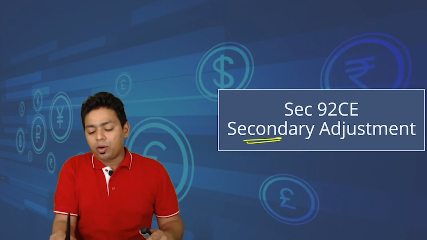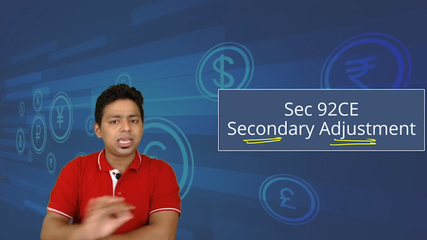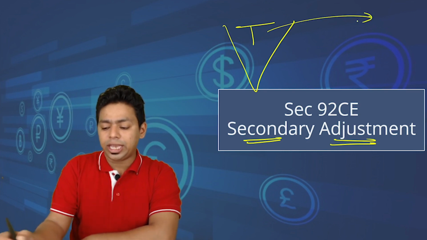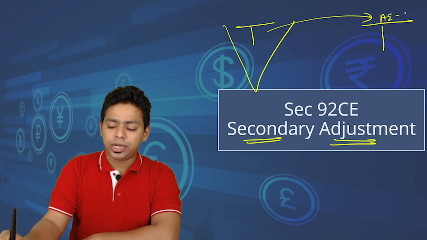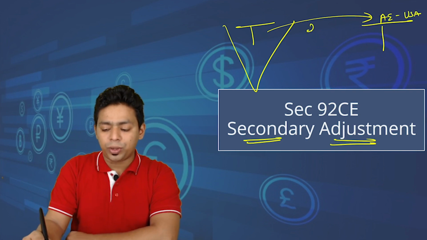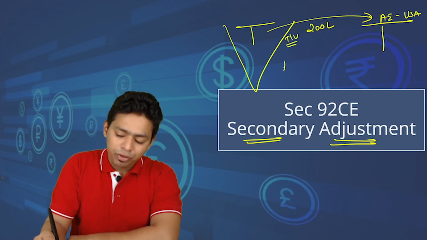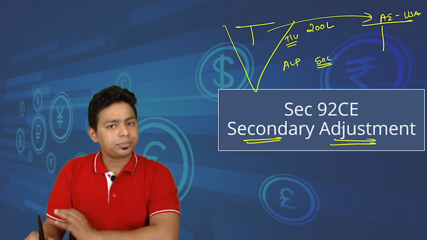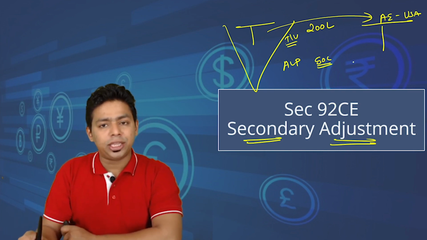So what are we going to talk about here? We are going to talk about secondary adjustment. Let me give you one basic example. So this is India. From India, one entity has made a sale to an associate enterprise in USA. This is the associate enterprise in USA, and they have sold something worth rupees 200 lakh. This is the transaction value. Whereas the arm's length price of this particular goods is only 150 lakh. They have sold at 200 lakh where the arm's length price is 150 lakh.